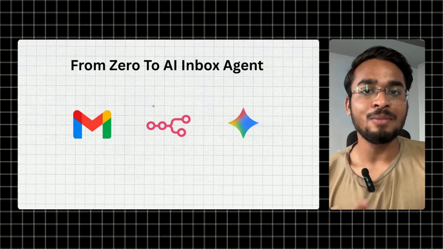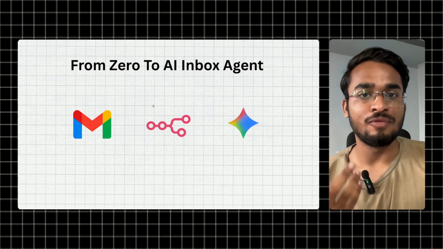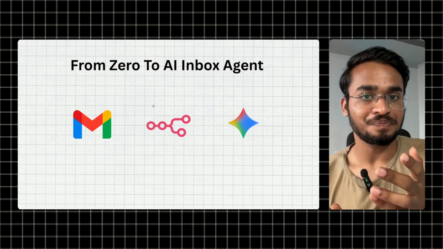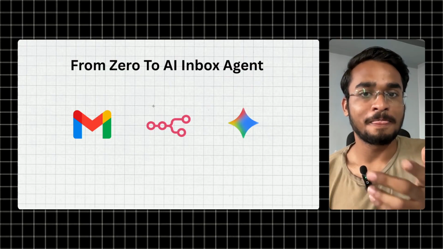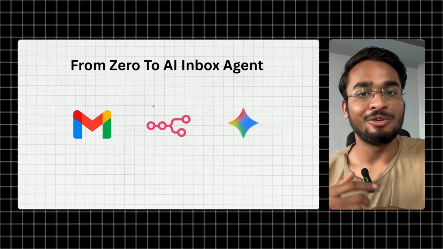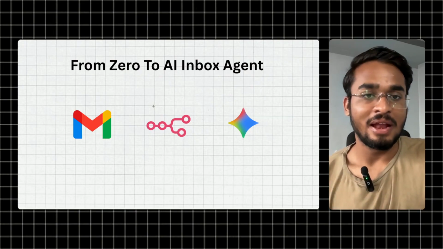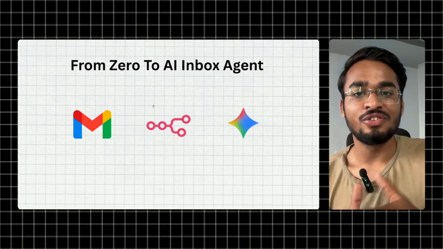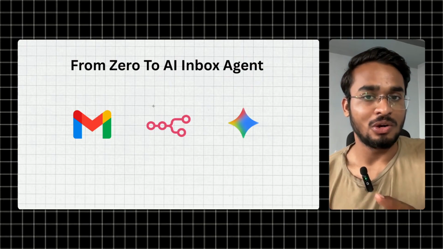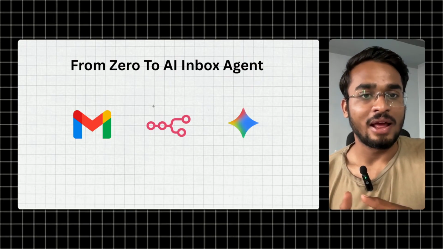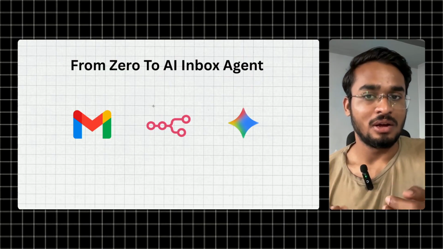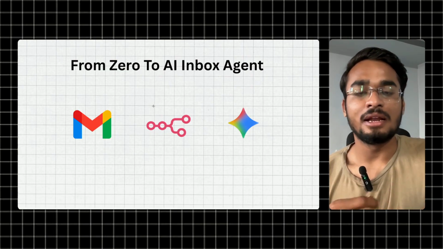Currently I'm using the paid version of it, but if you want to use the free version, you can run n8n locally and still use it. I have already made a video on how to run n8n locally. And the third one is Google Gemini. Instead of Gemini, you can use other APIs also, like OpenAI, Claude, and OpenRouter. All these APIs you can use. Basically we connect n8n with Gemini.